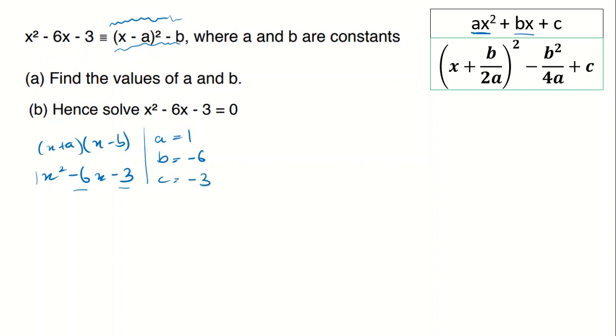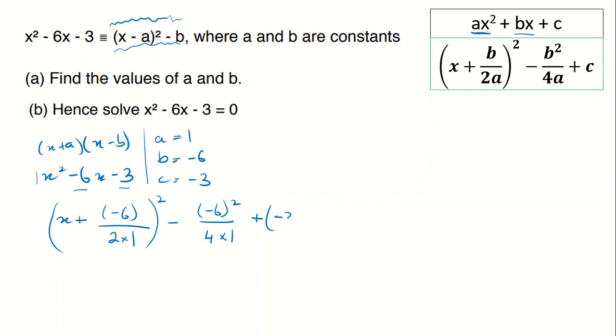Now moving on to this arrangement, x plus b over 2a. x, just take it down the way it is. Now x plus b over 2a, my b is negative 6, so I'm going to write that in a bracket: negative 6 over 2 times a. a is just 1, so 2 times 1, and then whole squared. Take it outside. There's a minus here now. After the minus, I have b squared. Again, my b is negative 6, going to take it in brackets: negative 6 squared over 4 times the a. Again, a is 1, so 4 times 1, plus c. Again, my c is negative 3, so I'm going to take it in a bracket, negative 3.